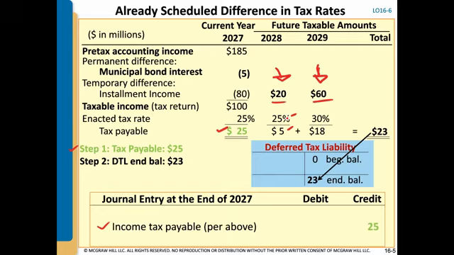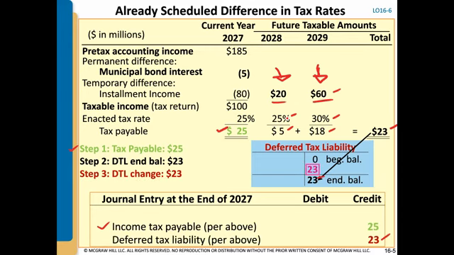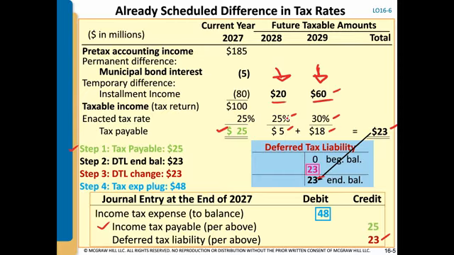and that's $5 million. And then we're going to take the income that we're going to recognize in 2029 multiplied by the enacted tax rate for that year, and that's $18. So our ending deferred is $23, ending deferred tax liability. And that's where we are going to record our deferred tax liability. And again, our income tax expense is the plug.